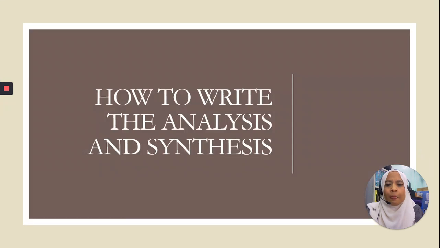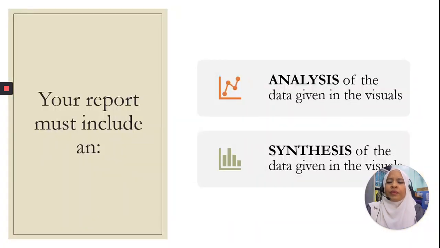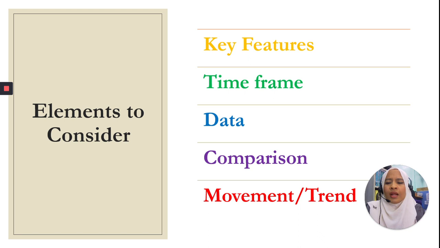Alright, okay, now let's have a look at how do we write the analysis and the synthesis. Okay, now again, let me repeat. When you write your report, the body paragraph, which is the second paragraph, it must contain the analysis and the synthesis of the data given in the visuals. Alright, now when you write these two things, when you write your analysis and your synthesis, there are 5 elements that you need to consider.